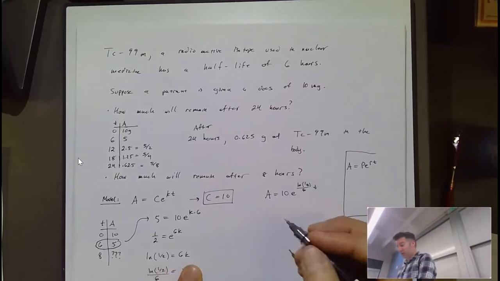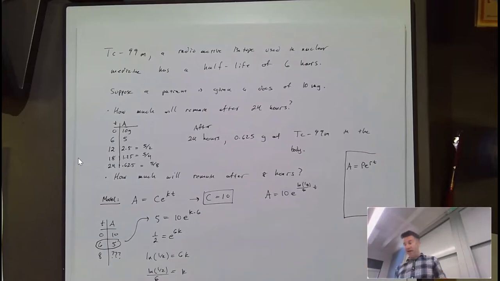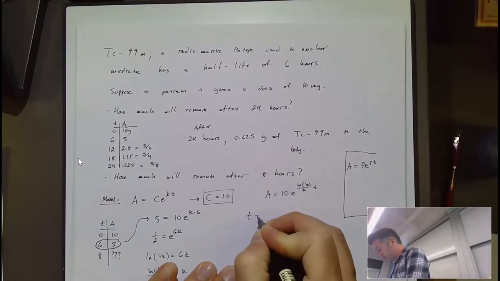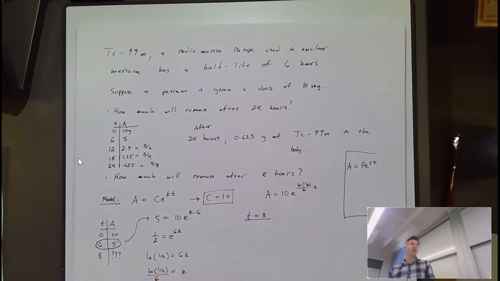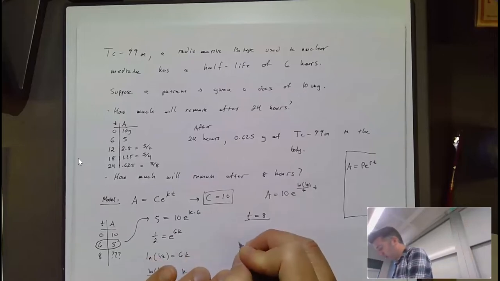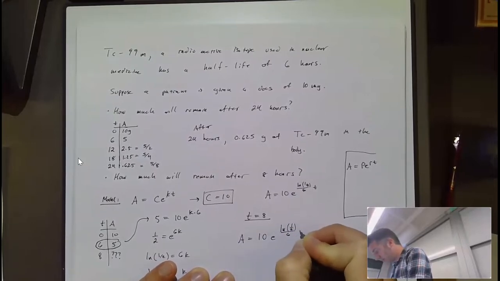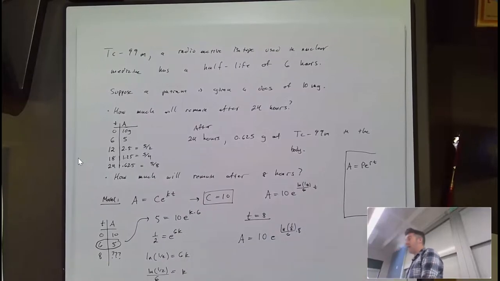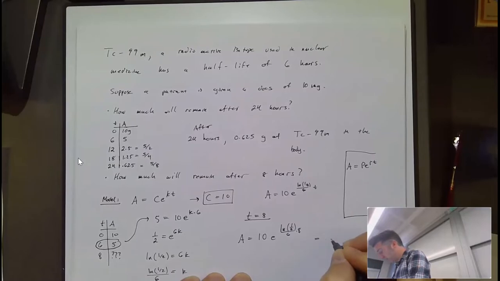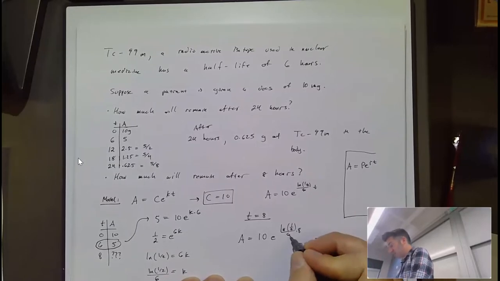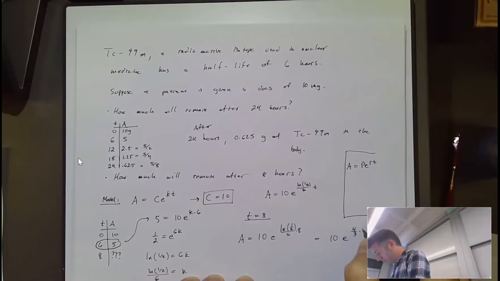So then to answer the question that we were asked, we want to know how much is it going to be after 8 hours. I'm going to plug in time equal to 8. Most of the time, it's usually easier or less computation intensive to figure out how much stuff there is at a certain time. Because here I'm just going to plug in 8 and get an answer. I'm going to get the amount is 10 times e to the natural log of 1/2 over 6 times 8. And that's kind of it. I could simplify that, I guess, and say that's going to be 10 times e to the 8 over 6, which reduces to 4/3, times natural log of 1/2. But that's about as simple as I can make that.